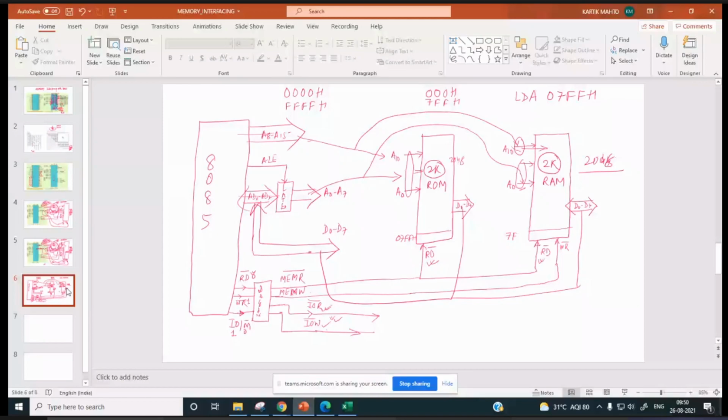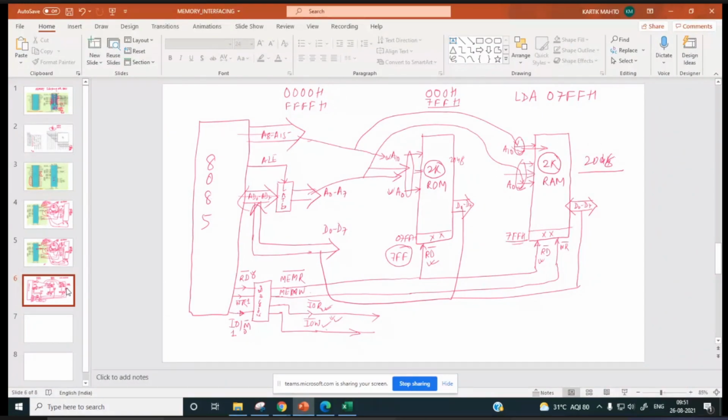So from which location will data be read? This 7FFH is the content of A0 to A10 only. So the address output is 7FFH. So it is going to this ROM chip as well as to the RAM chip also.